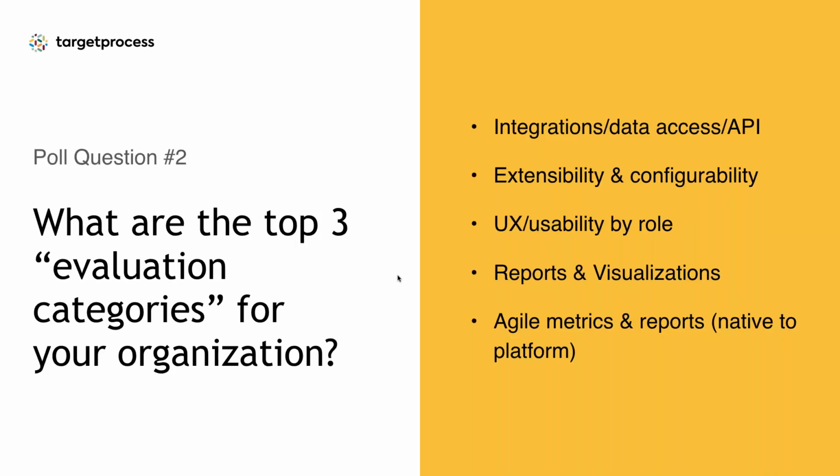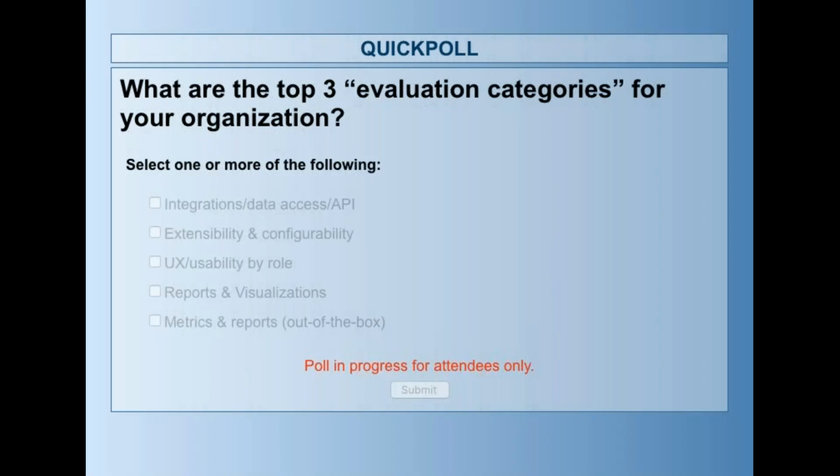Let's take a look. I talked about some evaluation criteria. Let's run a poll here. I'd like to talk about what these are, broad categories of capabilities that you'd be looking for in an Agile work management platform. I'd like to see maybe what the top 3 are. If you could pick the top 3 in this poll, and then hopefully we can summarize that and see what is of interest.